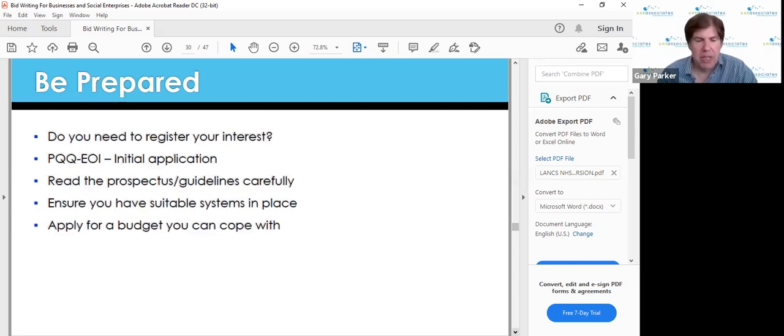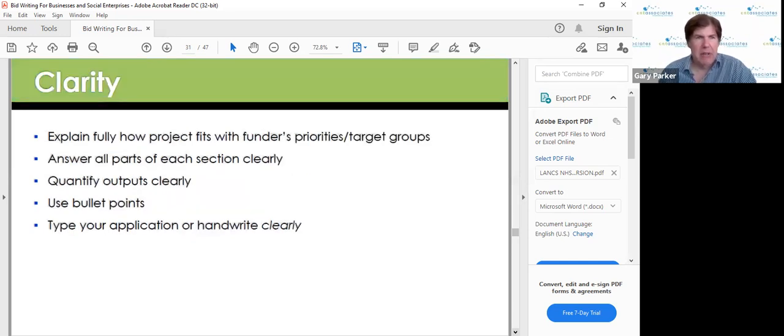It won't be an issue if you're a new group, and even if you haven't got any accounts or anything like that, it's not a problem for smaller funds. But for larger funds, it could be. Clarity: you've got to explain how projects fit the funders' priorities. That's very important.